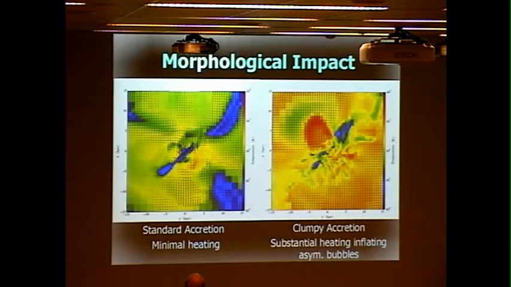So if you look at that same thing in the temperature scale, you can see with the clumpy accretion model, we are driving these similar unipolar outflows, just an inflating bubble in one direction out of the plane of the galaxy. So that's what's really causing all of these morphological effects, is driving these very strong gas outflows.